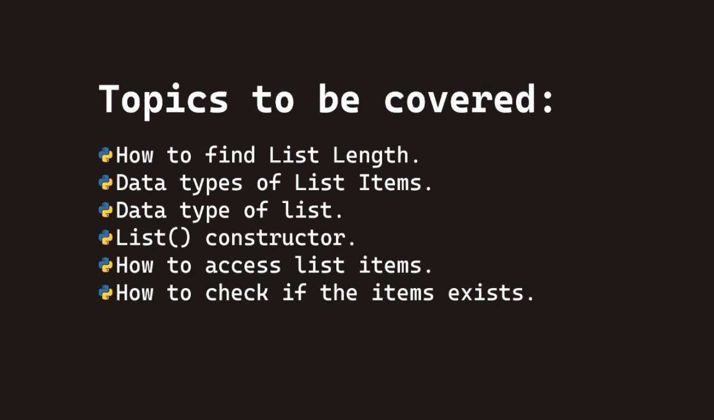Then list constructor. Here it is a function with the help of which we can create a list. And how we can access list items, there are many ways to access list and I will show you all of them. And then how to check if the item exists. Like there are many items in the list and we want to know whether one item is present or not in the list. So to check that, there is one function. I will tell you that in the further video.